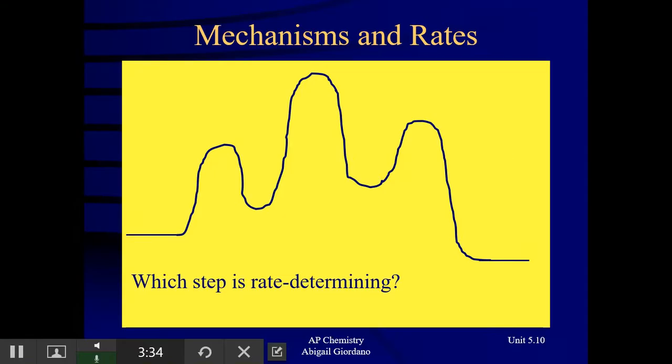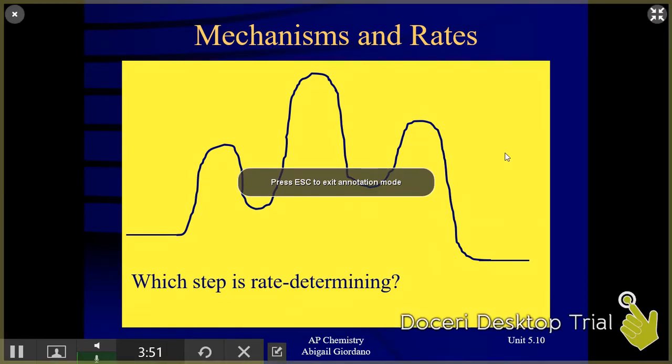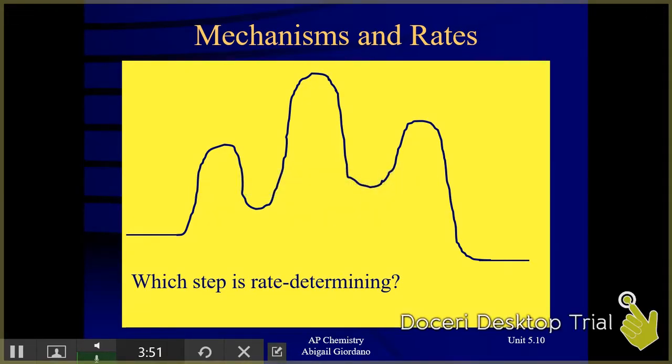Which step of those 3 is rate determining? Remember, guys, what we said just a moment ago. The rate determining step is the slow step because it has the highest activation energy. And remember, activation energy for each of these bumps is the distance from the reactants to the top of the hill, or to the level of the activated complex.